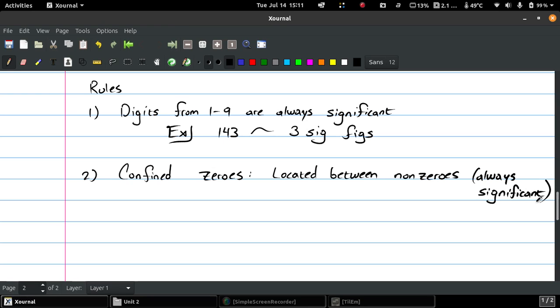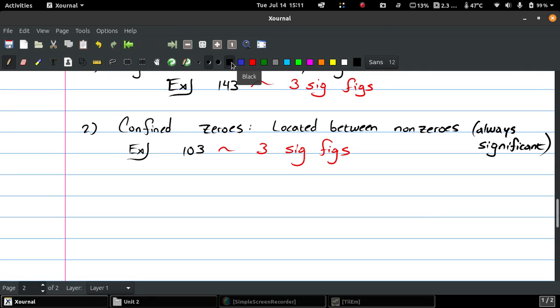Okay, so let's do an example of this. Something easy. 103. So you have a 1 and a 3, so those are non-zeros, and the 0 is in between them. So right there, that would be 3 sig figs. I realize that is a different color. I'll change this one to be the same.